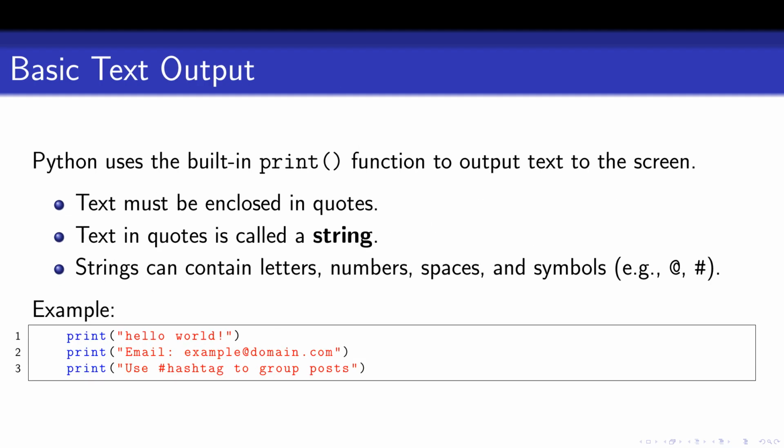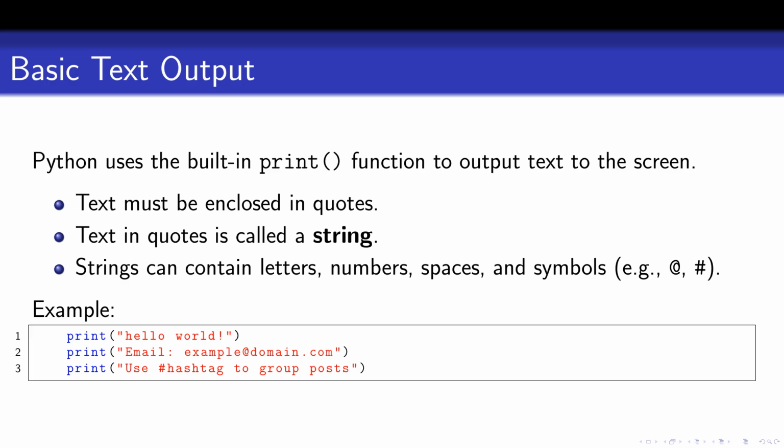So now that we know how to write and run a program, let's look at how we control what it outputs. The simplest way to produce output in Python is using the built-in print function. This function sends text to the screen, usually for the user to see. To print text, we use quotes to create a string. A string is just a sequence of characters: letters, numbers, punctuation, spaces, and even special symbols like @ or hash. For example, the line print("Hello World") will display that exact message on the screen. Similarly, you could print an email address or even a hashtag.